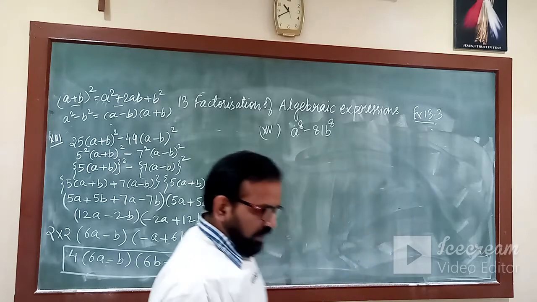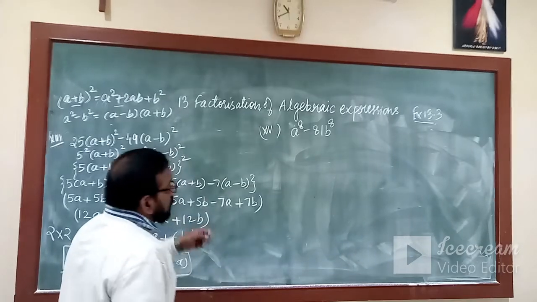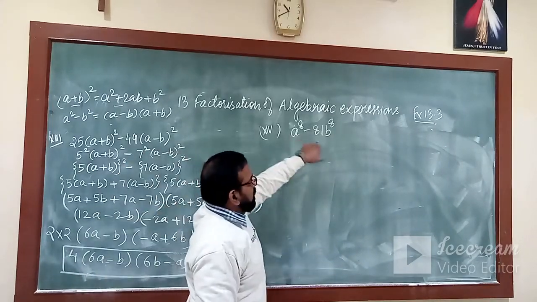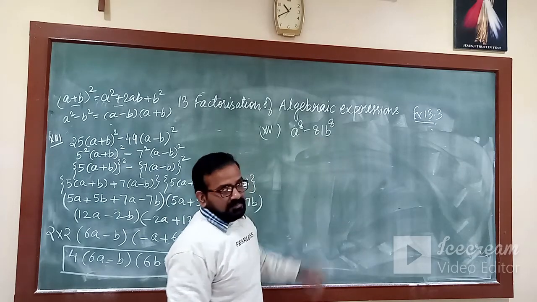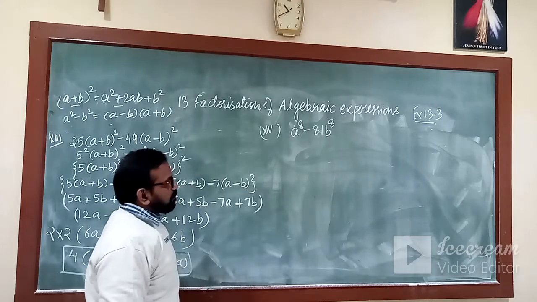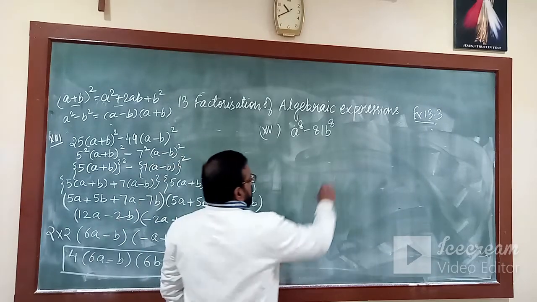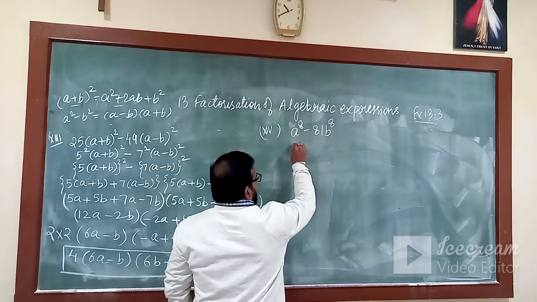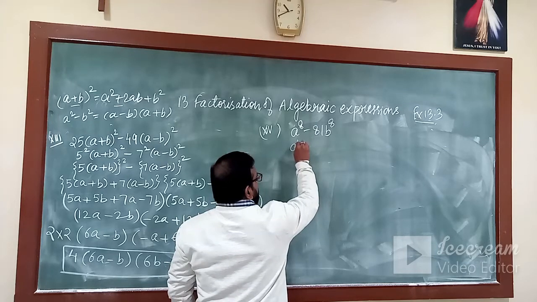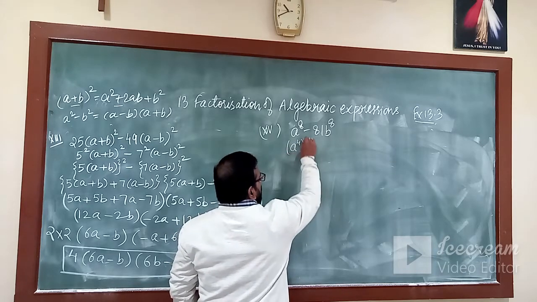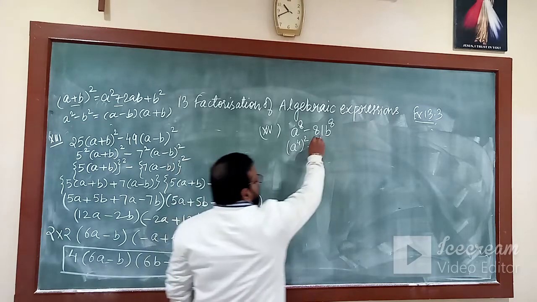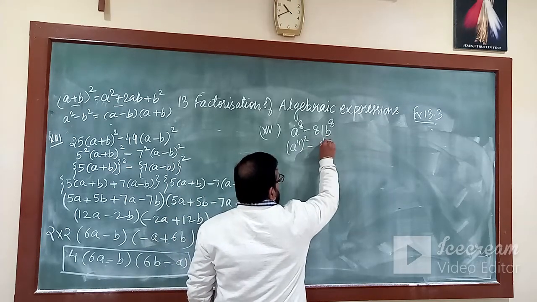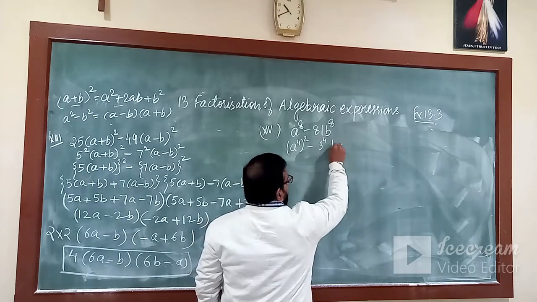Okay, now questions like this. In this question, we have a to the power 8 minus b to the power 8, and this is 81. So what I can do is write a to the power 8 as (a to the power 4) whole square, minus 81, which I am writing as 3 to the power 4, and this is b to the power 4.